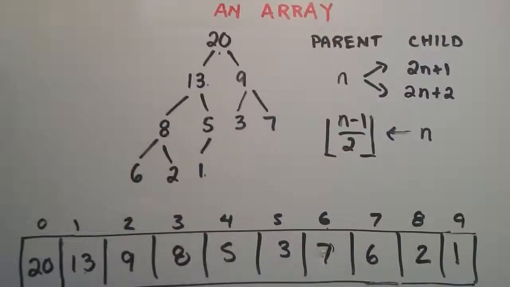but we need a way to be able to let our computer, our program, know what the relationship is between the parent and the child. So it's really easy to see in this tree structure, but not so easy to see in this array structure.